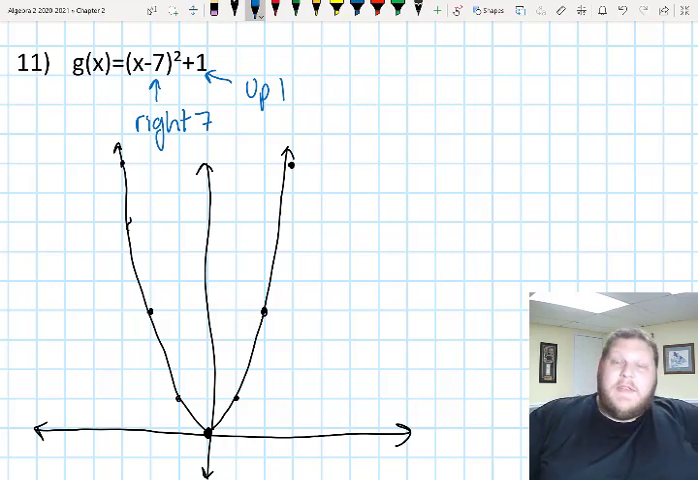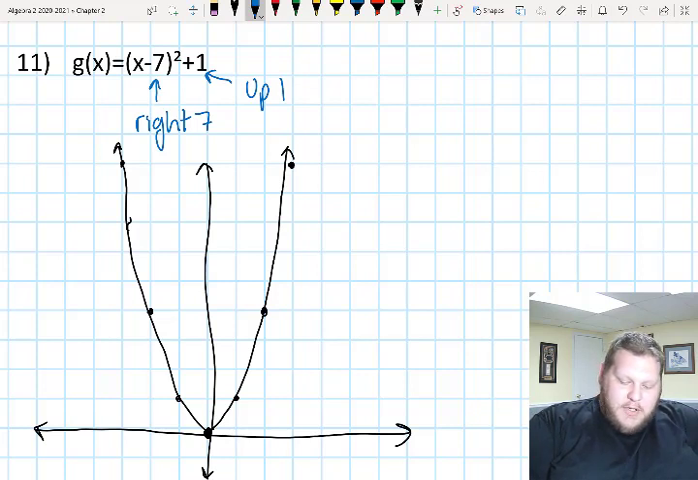All right, so for the actual graph of it, I'm going to use blue for g of x. So here now all we're doing is shifting it to the right 7 and up 1. So over 1, 2, 3, 4, 5, 6, 7, up 1. This point right here is my new vertex. This is at 7, 1.